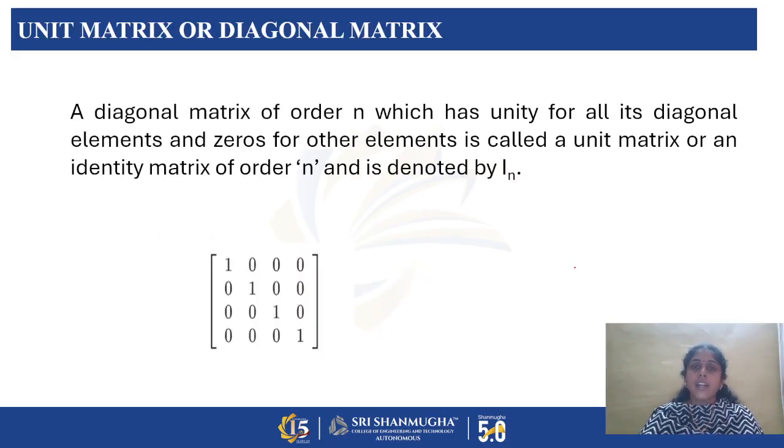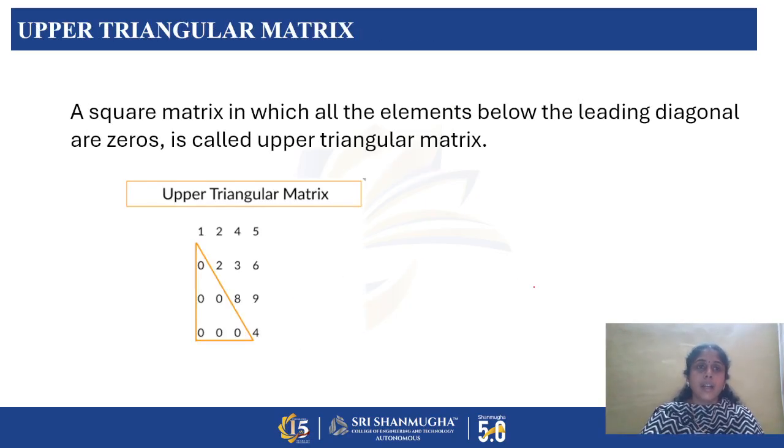Now unit matrix or identity matrix. A diagonal matrix of order n which has unity for all its diagonal elements and zeros for all other elements is called a unit matrix. That is, all diagonal elements will possess only the number 1, and all other elements will be 0. That is called a unit matrix.